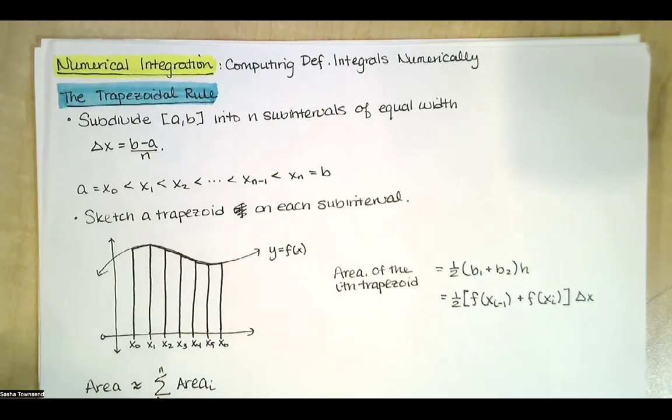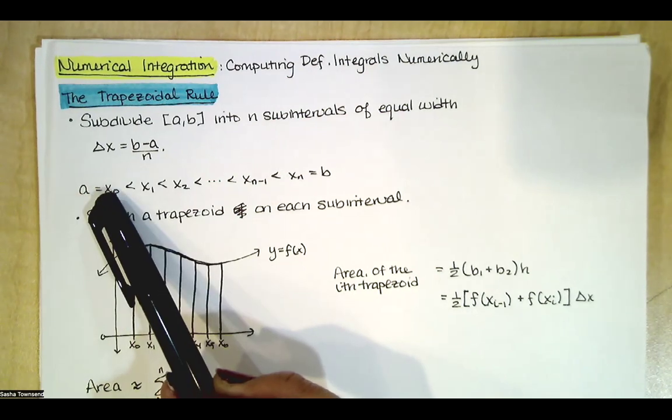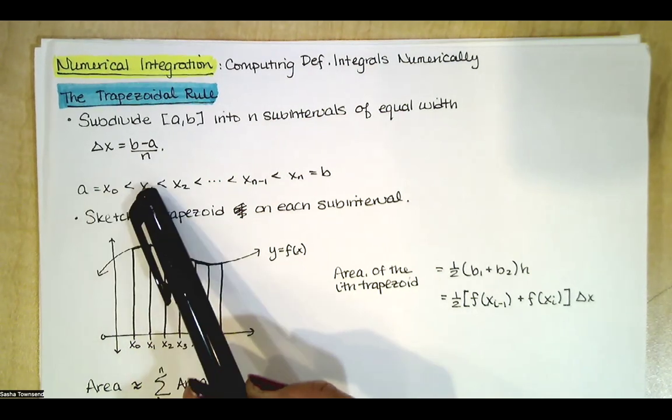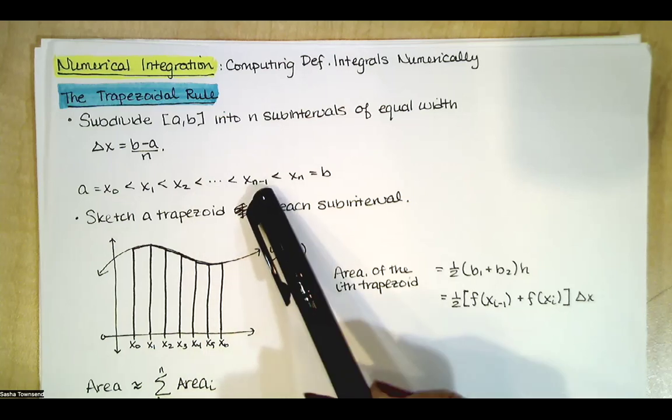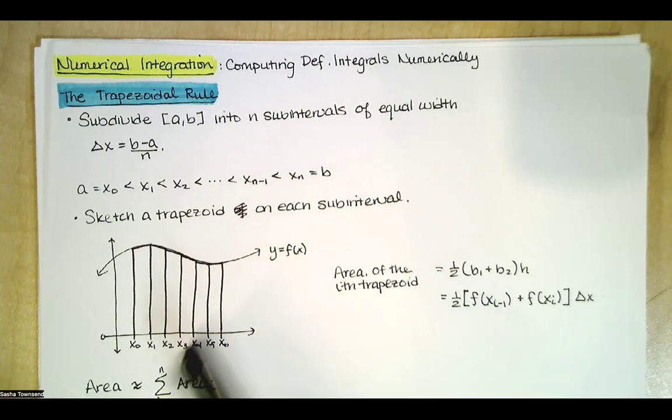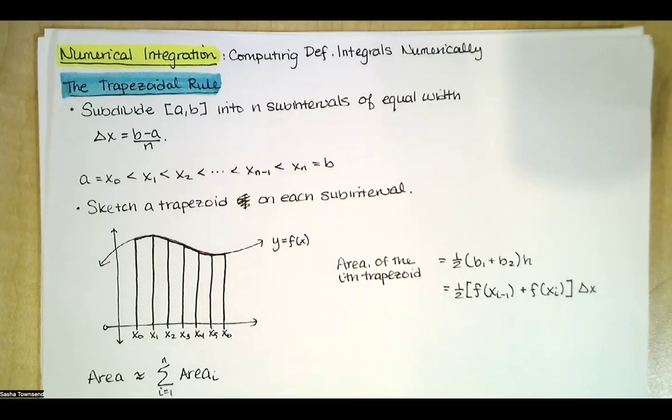Where n is the number of rectangles. So we always call it x naught a, or we always call it a x naught, and then we have another x value and another x value, and all of those x values increase, or the subscripts increase until we get to x sub n. That's our b value. So the function might look like this.